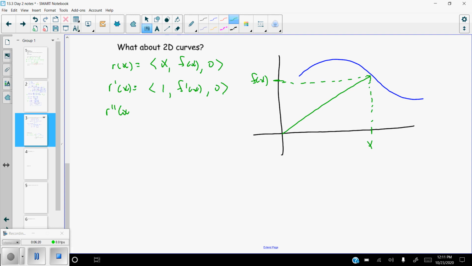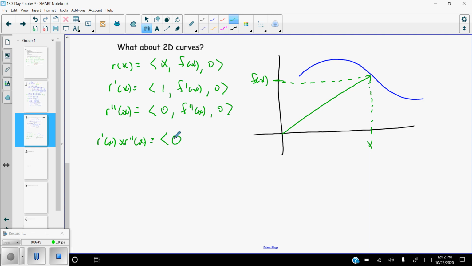R double prime of x: 0. Second derivative of f: f double prime of x. Okay, not too difficult there. We need to cross the two. R prime of x cross R double prime of x. So crossing those two, again, if you put your bars around the R prime, R double prime, put the i, j, k on the top, hopefully you can see this. We eliminate the i row and column, we're going to get 0.